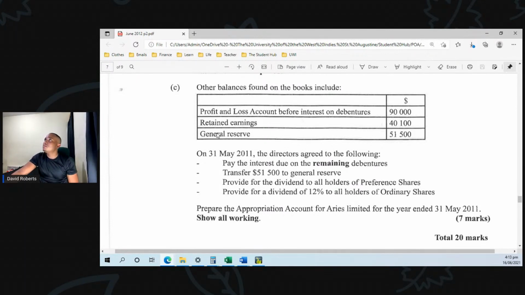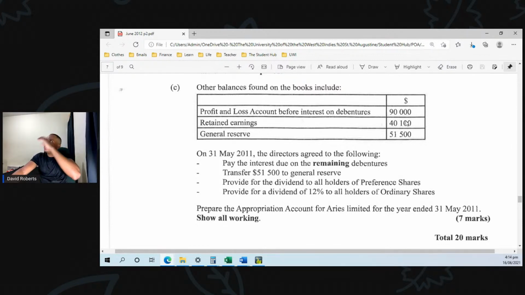So you have other balances found on the books include: profit and loss account before interest and debentures, so that's 90,000. Retained earnings 40,100. That is a good thing to have. We have general reserve of 51,500.